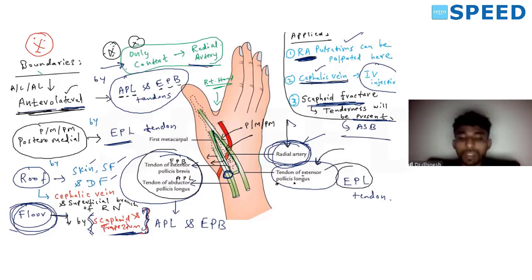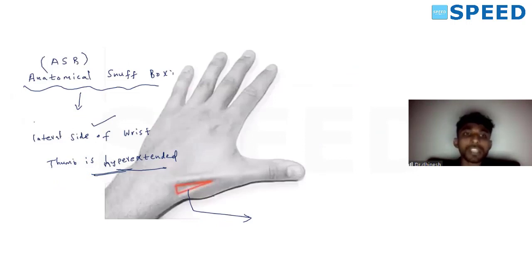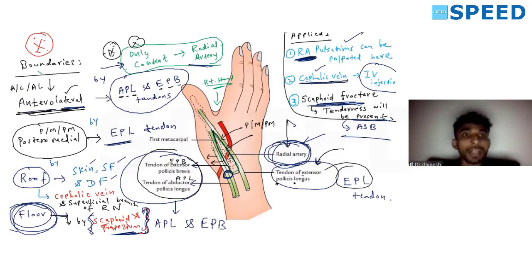So this is about the location, boundaries, content and applied aspects of the anatomical snuff box. All the topics we have discussed today, like carpal bones, palmar aponeurosis, and anatomical snuff box, may be asked as image-based questions, or the questions may be asked directly. So take care of all the topics we have discussed today. Thank you all. That's the end of today's session. Thank you all.